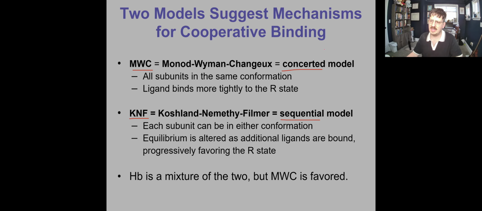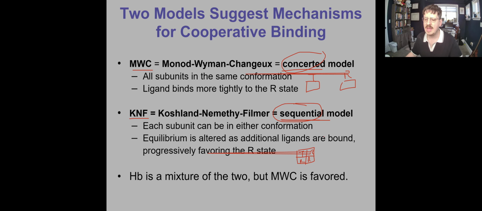Now, so it's either does the protein change all at once, or does part of the protein change, and as more oxygen binds, more parts of the protein change to become more receptive. So is the protein either all in the T, or all in the R, or is it made up of the subunits, and some of them can be T and some of them can be R? And it'll convert part by part in the sequential model. And it's actually a mixture of the two.